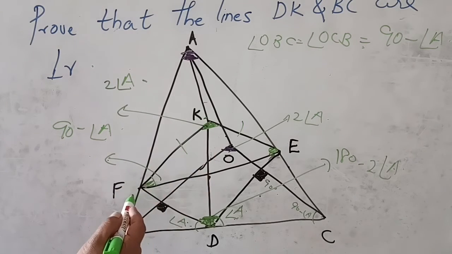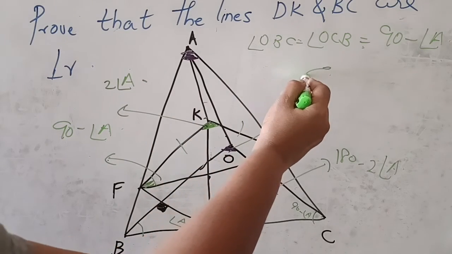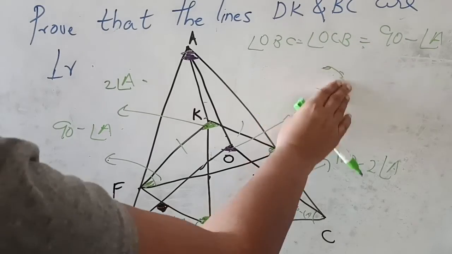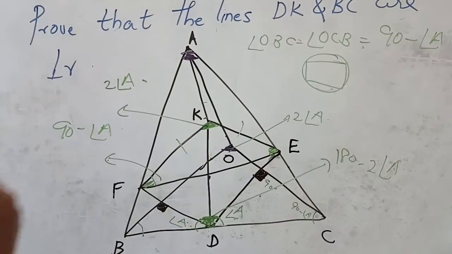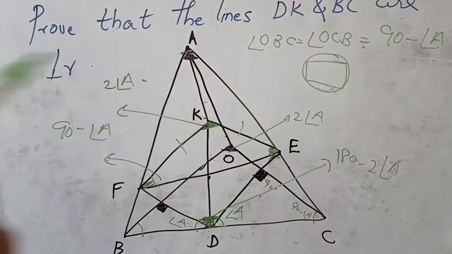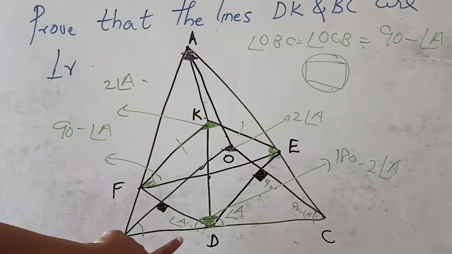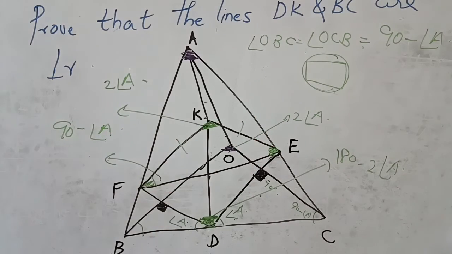So KFDE becomes a cyclic quadrilateral. In a cyclic quadrilateral, which means that the quadrilateral can be put inside a circle. So if I have a cyclic quadrilateral, you can also apply the properties of circles to this particular diagram. So I have KFDE as a cyclic quadrilateral.